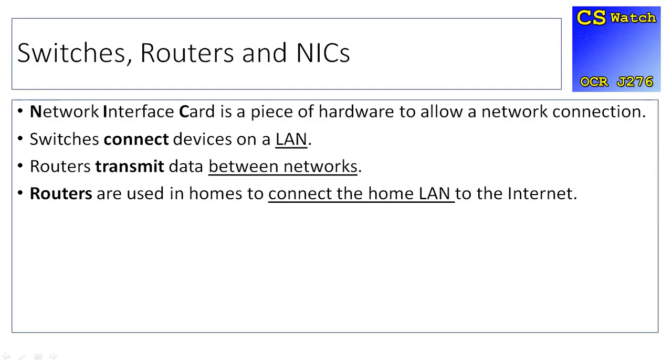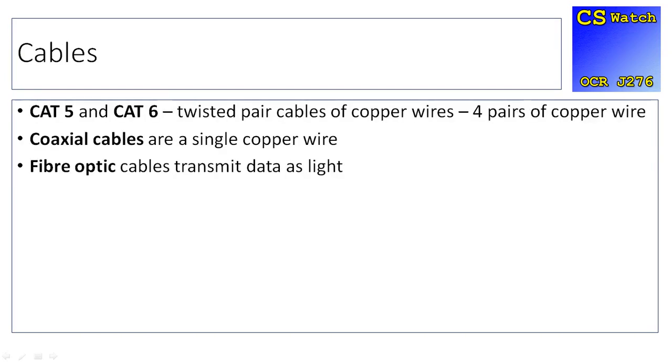If we think about cables, you've got Cat5 and Cat6, which are twisted pairs of copper wires. There's 4 pairs per wire. They're twisted together to reduce internal interference. Internal interference can impact the signal, which can then impact the data.